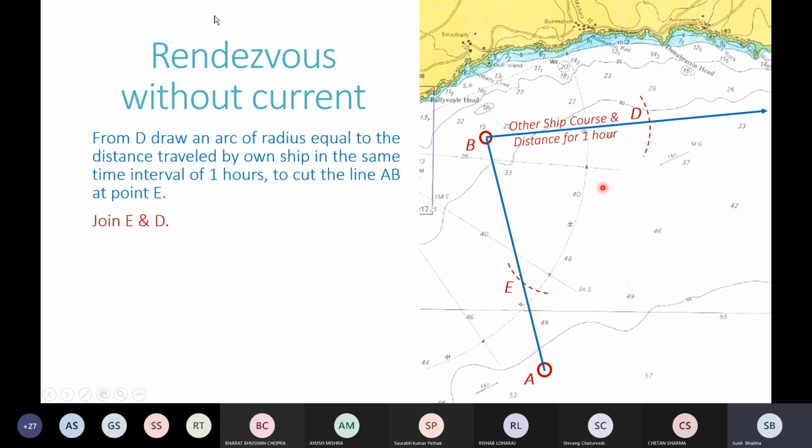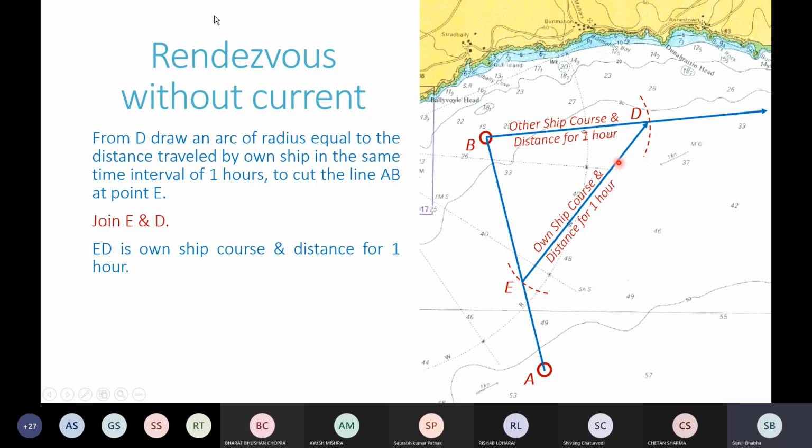Now let's join E and D, both these points. So you can see we have joined both these points, Echo and Delta. Now this vector which you see here, Echo Delta vector, is own ship course and distance vector for a duration of 1 hour. So you can see it here. We have the own ship course and distance vector for a duration of 1 hour on the plot or on the chart.